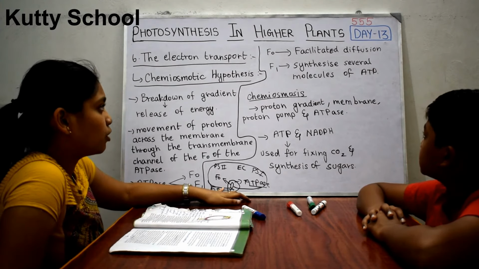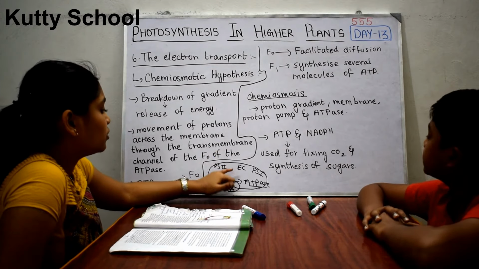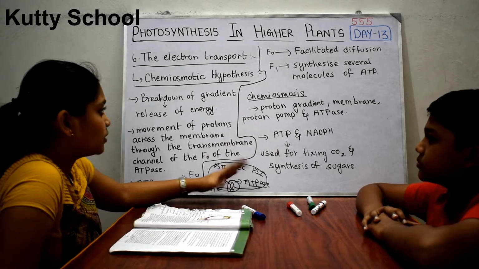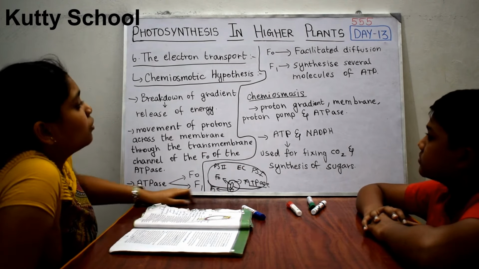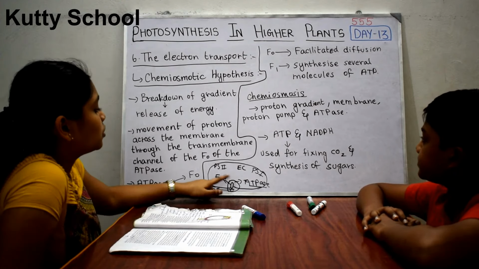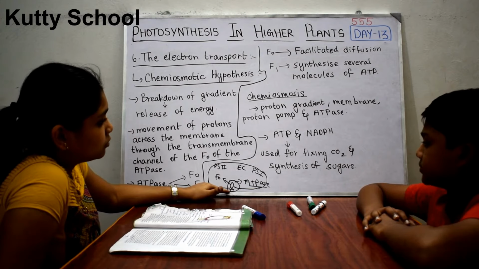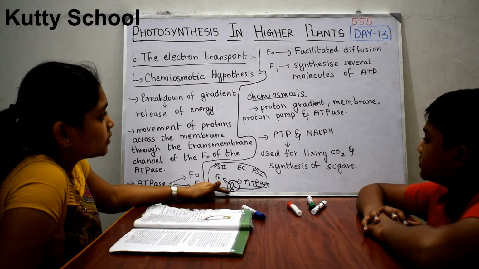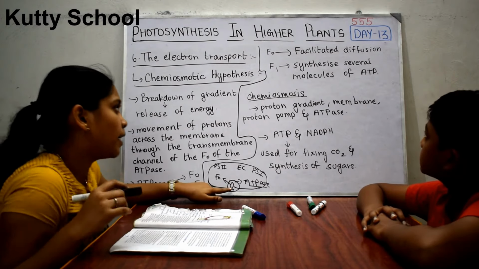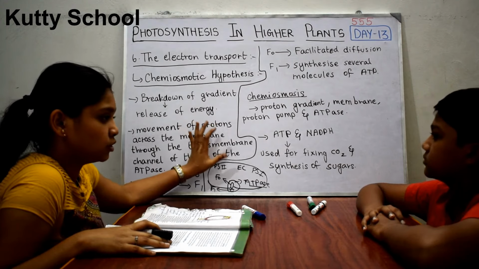So what does F0 do? F0 initiates the facilitated diffusion of these protons from the lumen to the outside stroma. After the movement of protons through F0, there comes F1. This F1 synthesizes several molecules of energy packed ATP. This is chemiosmosis.